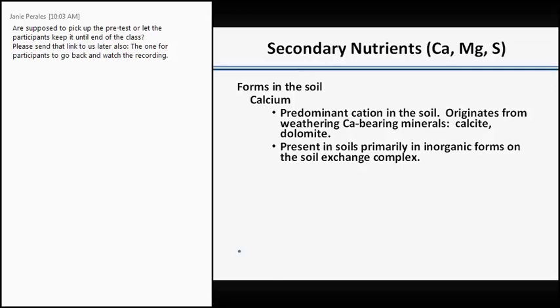Usually it will originate from calcium-bearing minerals, and the typical ones are going to be calcite and dolomite. Now, calcite is calcium carbonate. Dolomite is a magnesium calcium carbonate. It's present in soils primarily in inorganic forms, but we also have it from an organic standpoint, and it can adhere to the organic molecule, and it would have to go through mineralization coming from an organic standpoint.